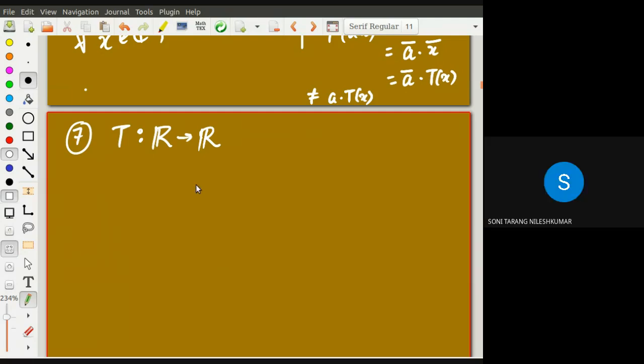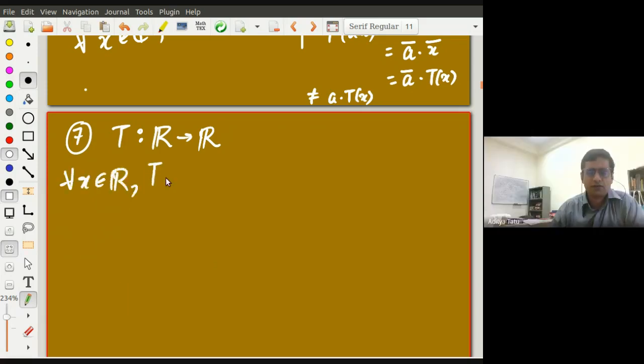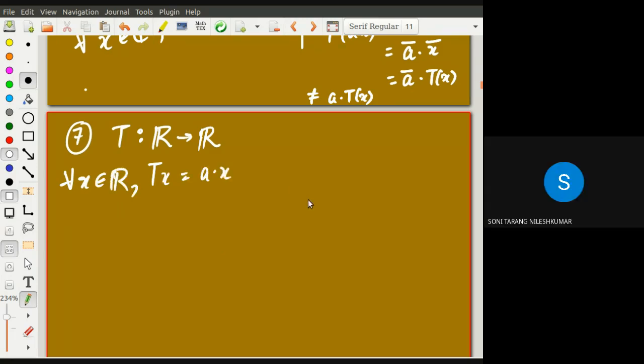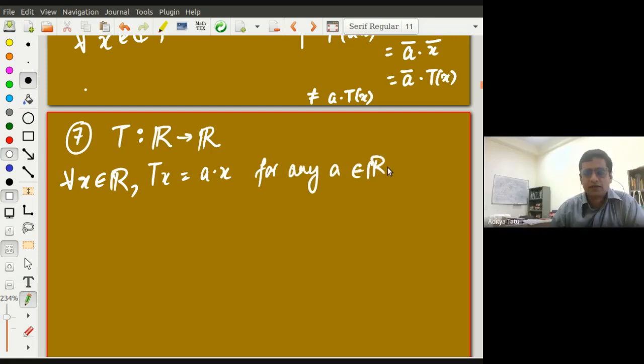Sir, T of x is equal to a non-zero scalar times x. Why non-zero? No, it can be any scalar, any scalar. For any a in R. So this is linear, right?